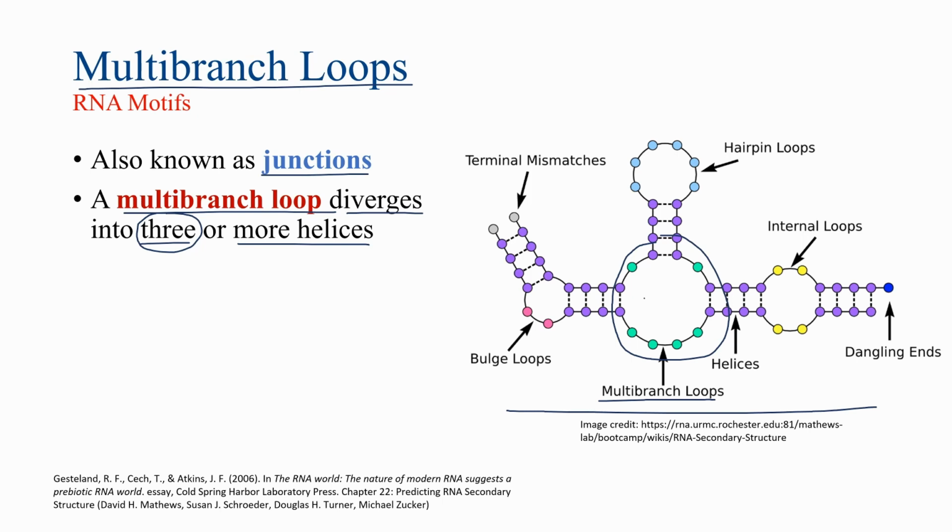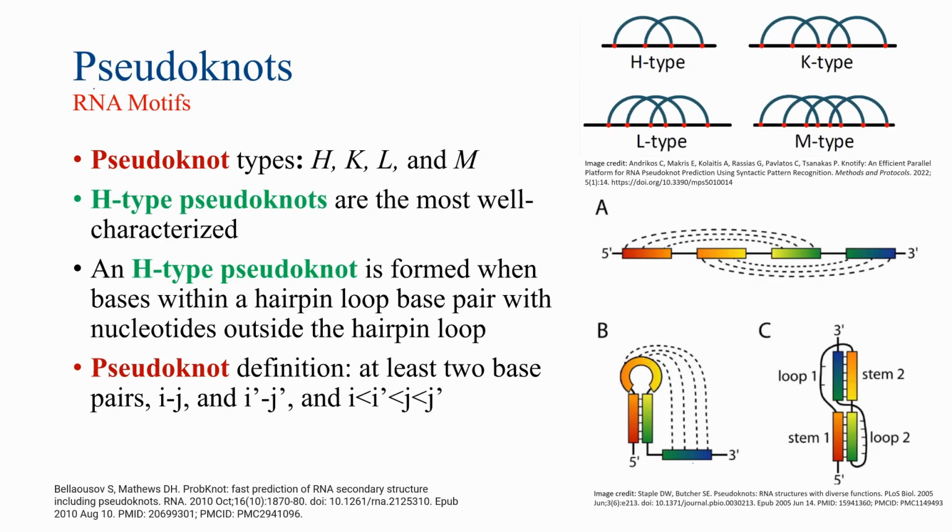So you can see that you have a helix that diverges to the left. You can see it right here. You can see that you have one that diverges to the top here and one that diverges to the right. So by definition, this is called a multi-branch loop or a junction. And lastly, I want to discuss the last RNA motif in this module, which is the pseudoknot.